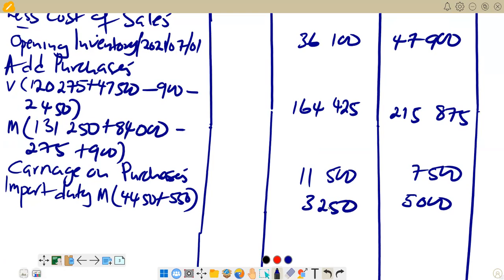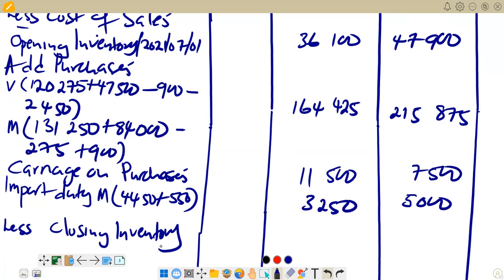And then obviously we are also going to have the closing inventory here. This is the last figure that we are going to have. We less closing inventory here. Then that's the last adjustment that we have.